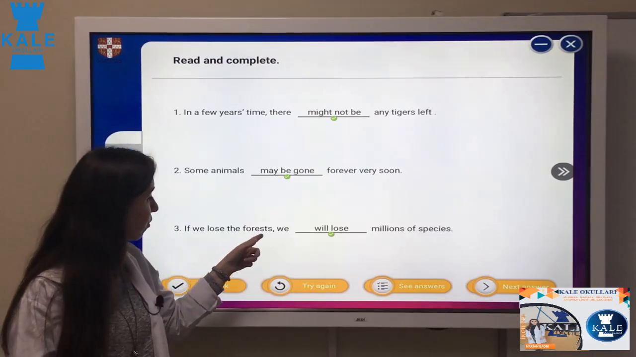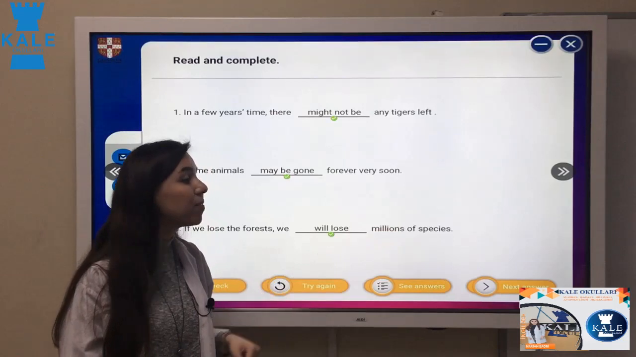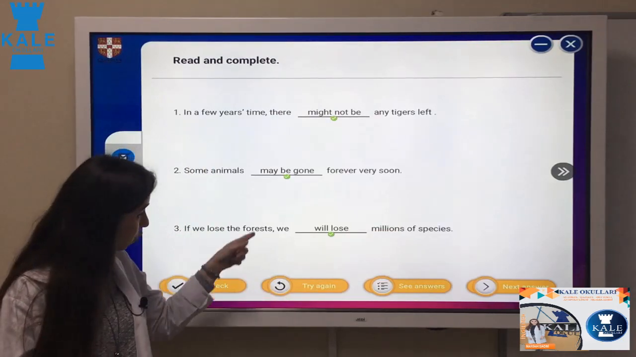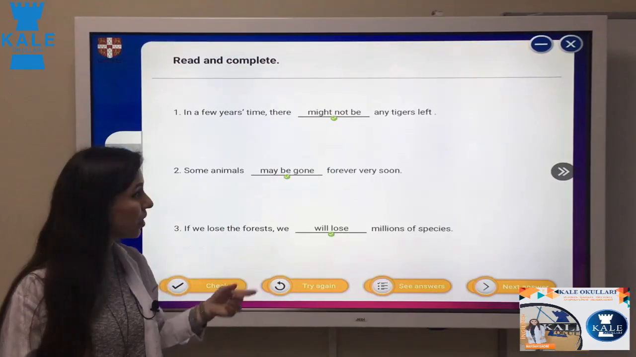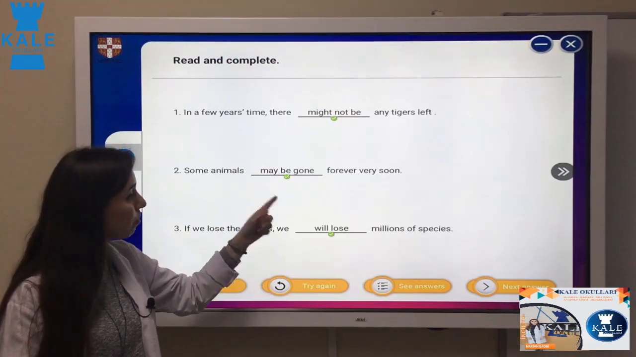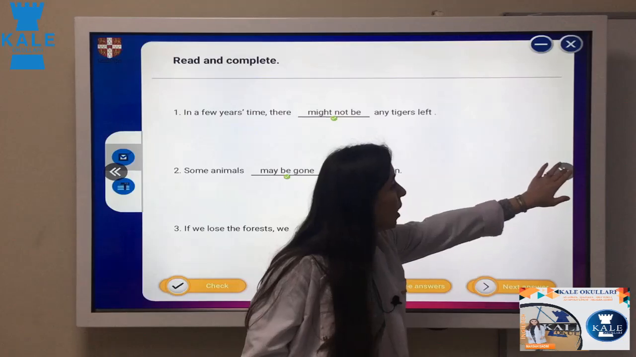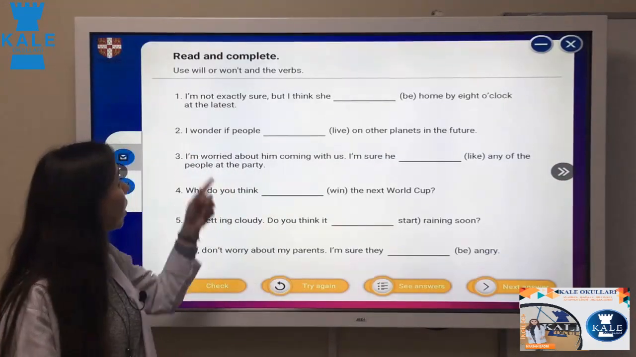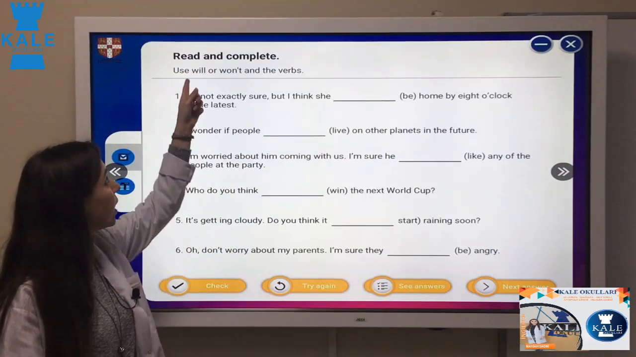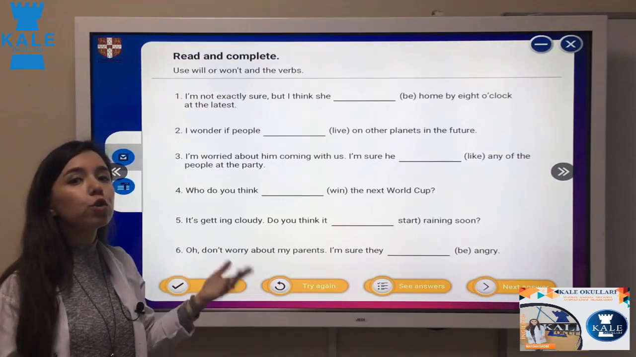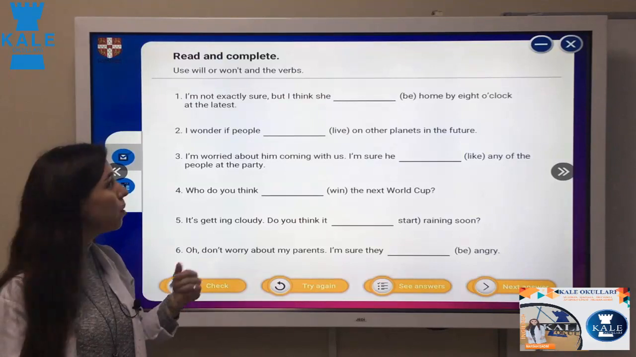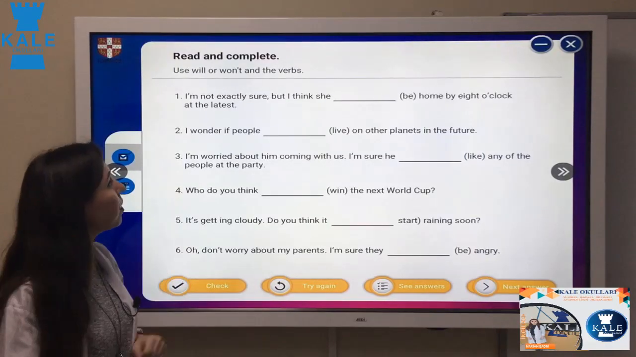Or if we lose the forest, we will lose millions of species. So if there is no forest, we will use it. Again, it's a kind of prediction. Because of that, we can use might, may, will. So now come here. We have other exercises here. We can do it using will or won't. We use won't for the negative form, will for the positive form. So one by one we can do it.